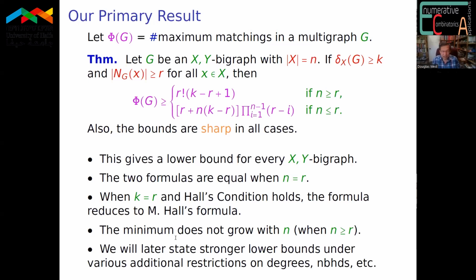Later in the talk, I will talk a little bit about stronger lower bounds that we can get when we impose various additional restrictions on the multigraph. But for now, what I'd like to spend most of the talk doing is proving this theorem for you.